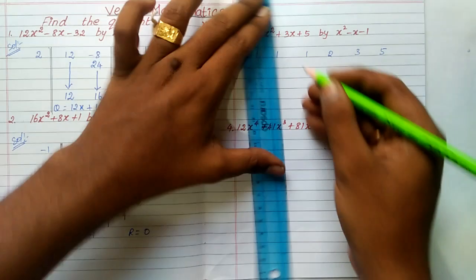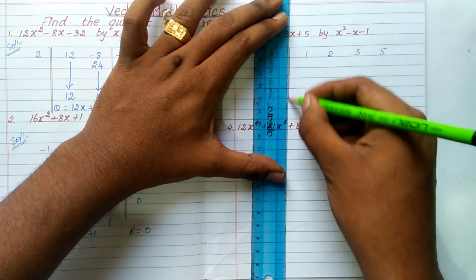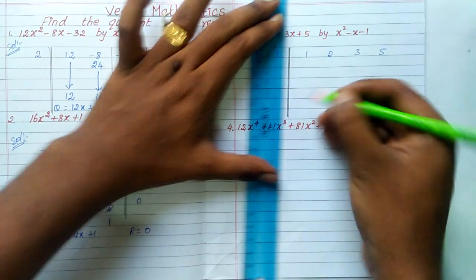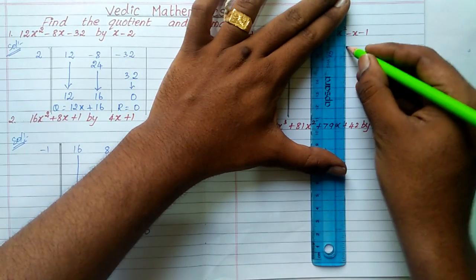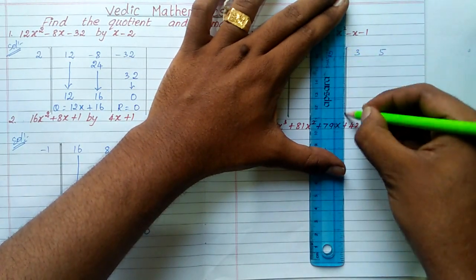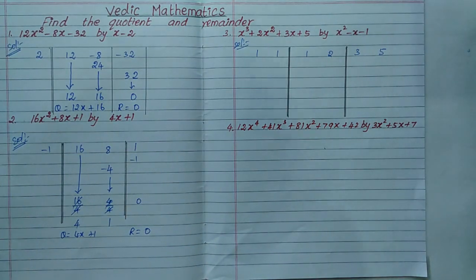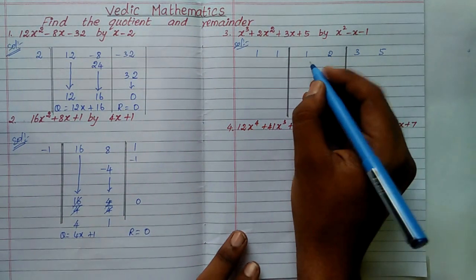So the division part. Here totally we have 3 terms, so the remainder will get only 2 terms. Remainder will get 2 terms. Now we will do the division.